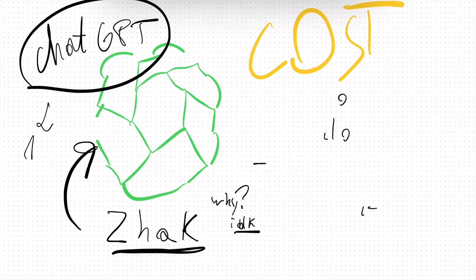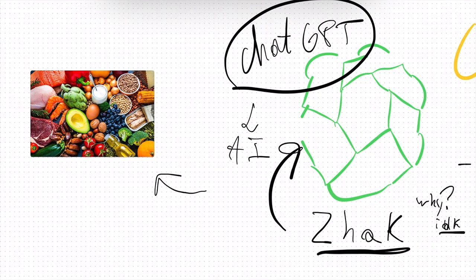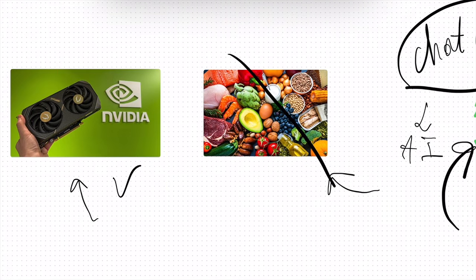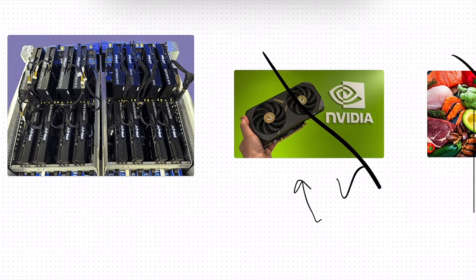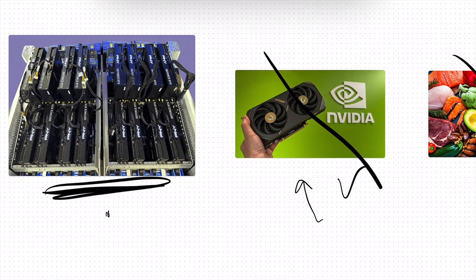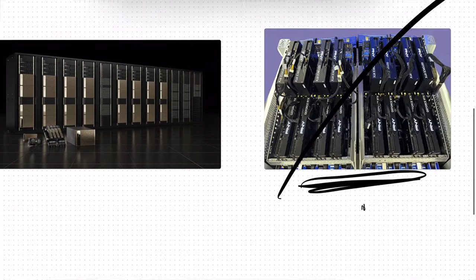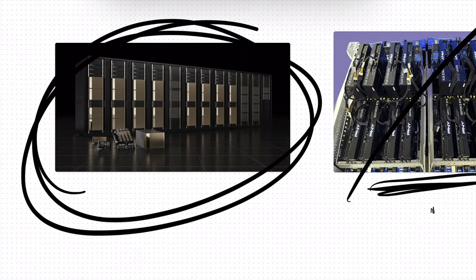So we know that ChatGPT is an AI, but what does it need to run? Does it eat food like fruits and vegetables? No, it eats yummy GPUs. But not just one, not 10. It needs hundreds or thousands if you are OpenAI. Okay, we sorted the GPUs. What else do we need?